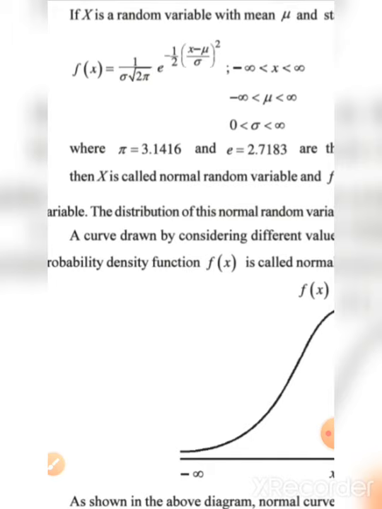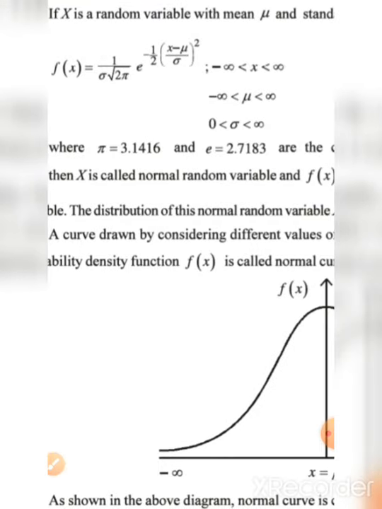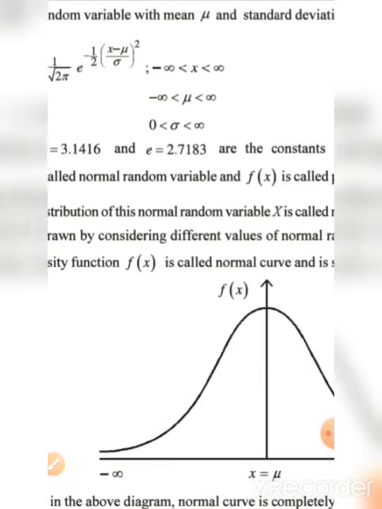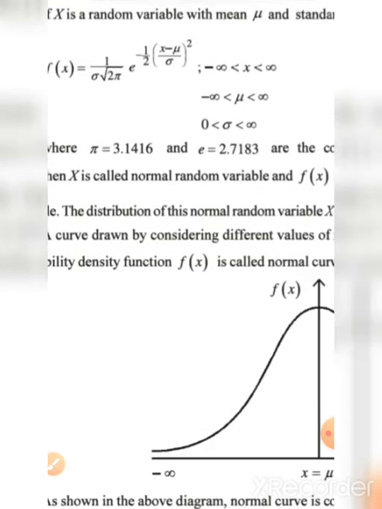Similarly, the mean will also lie between negative infinity and positive infinity, and sigma will always be a positive value. Pi is always a constant value, that is pi is equal to 3.1416, and e will always be 2.7183. Even these constants could be asked in your examination in section B.